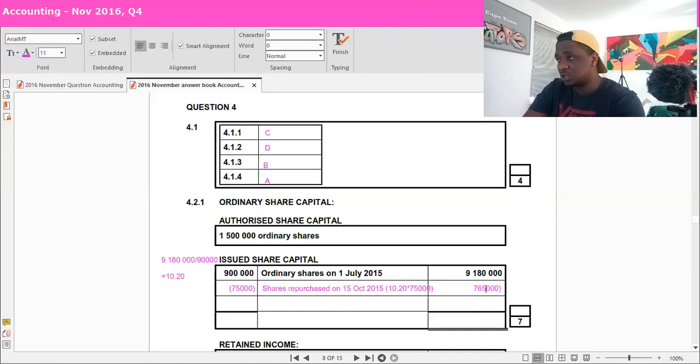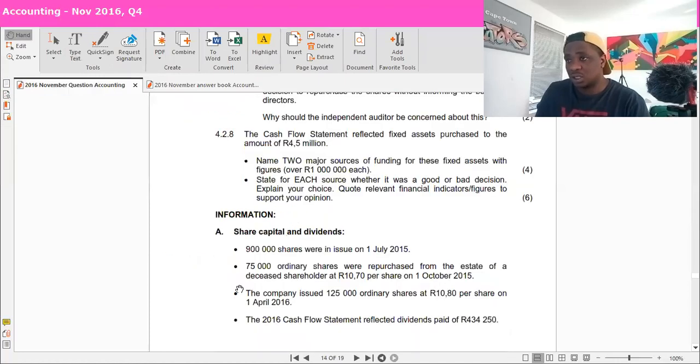We have to make sure that we put this one in brackets because it's decreasing our equity when we buy back the shares from the shareholders. And then after that, we work out the ordinary shares issued. So the company, it was 1 October, not 15 October, so make sure you change that one.